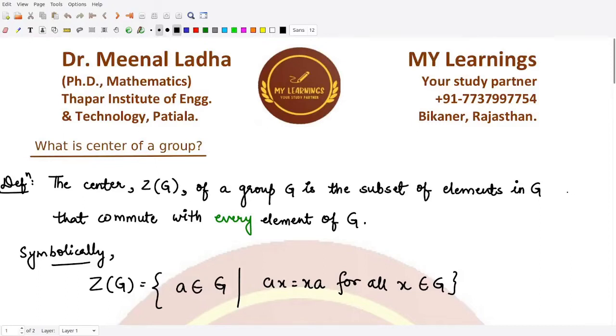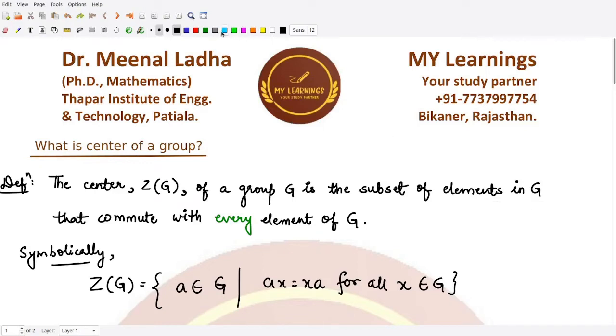In this video, we'll be talking about the center of a group. So what is the center of a group? We may denote it by Z of G, where G represents the given group. The center of a group G is the subset of the elements of G having some property.